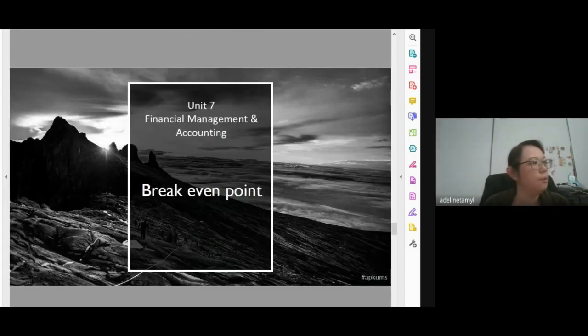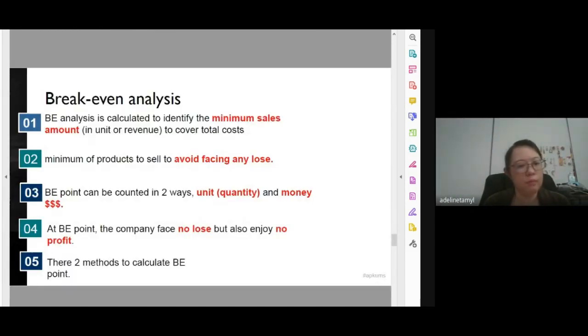And then the break-even point. Break-even point was actually mentioned before this. So break-even point is to calculate the minimum sales amount to cover the fixed cost. So if you calculate the break-even point, you are trying to find the minimum amount of products to sell to avoid facing any loss.